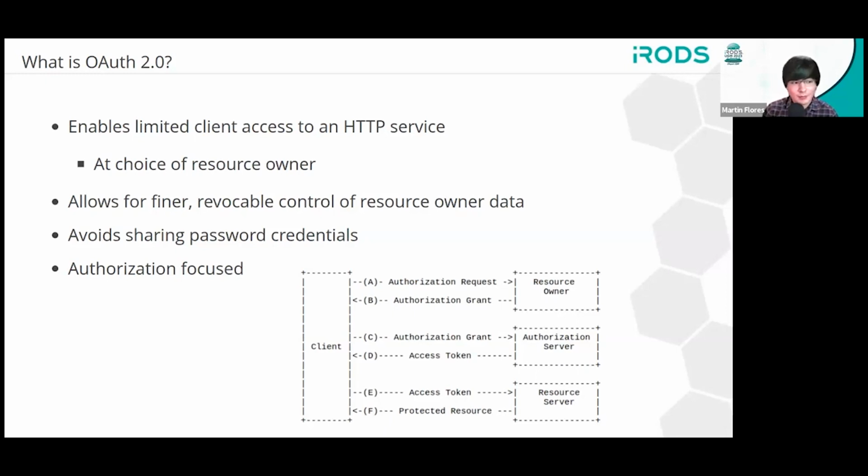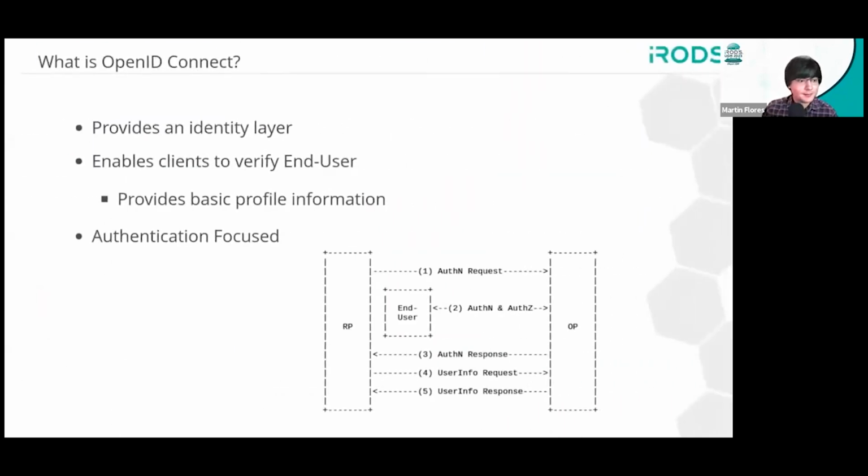OAuth 2.0 is largely authorization focused. If you were to look at the little ASCII diagram at the bottom right corner, you would see that effectively all of the flow is just to access a protected resource at the very bottom, the resource server. So if you were to summarize OAuth 2.0, it's largely authorization focused in that regard.